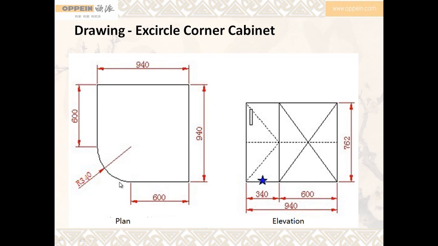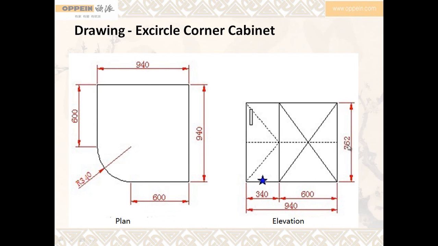The picture on the left side is the plan of X-circle corner cabinet. Here, you can see the width of the cabinet is 940 millimeters. The depth of the cabinet is also 940 millimeters. The radius of circle is 340 millimeters. It is a quarter circle. So 940 millimeters minus 340 millimeters, and we can get 600 millimeters, the value of width and depth near the circle.